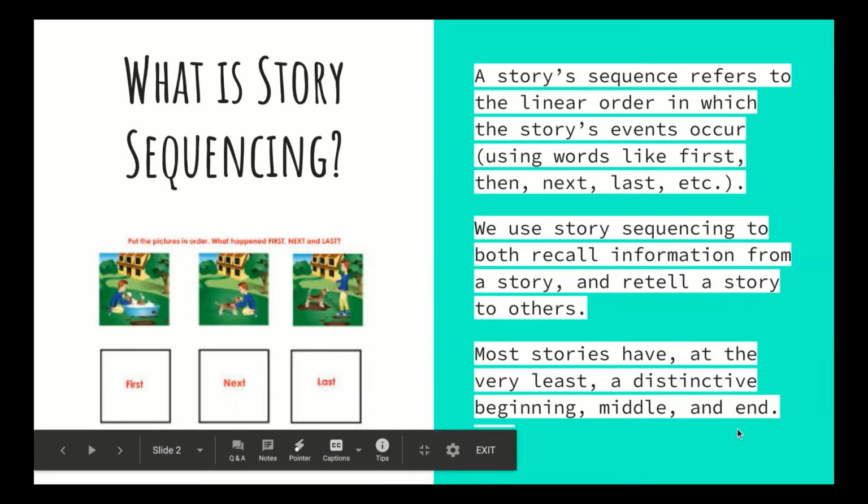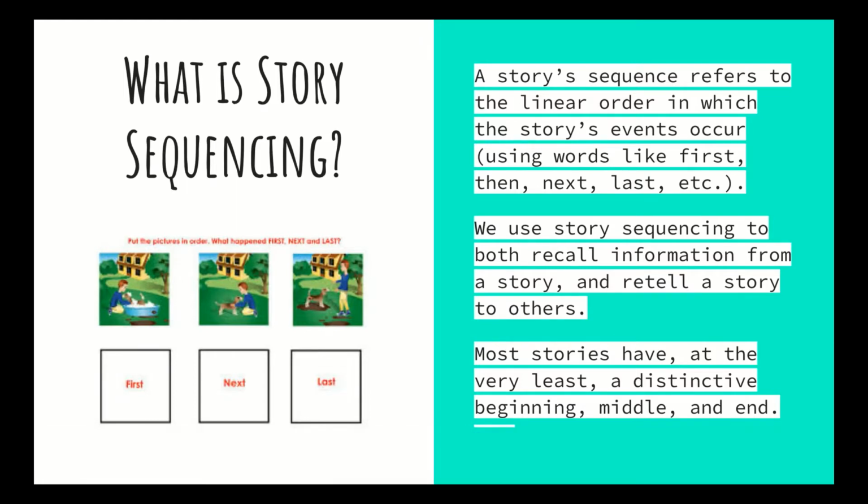All right, well, what is story sequencing? A story sequence refers to the linear order in which the story's events occur. We're using words like first, then, next, last, etc. We use story sequencing to both recall information from a story and to retell a story to others. Most stories have, at the very least, a distinctive beginning, middle, and end.